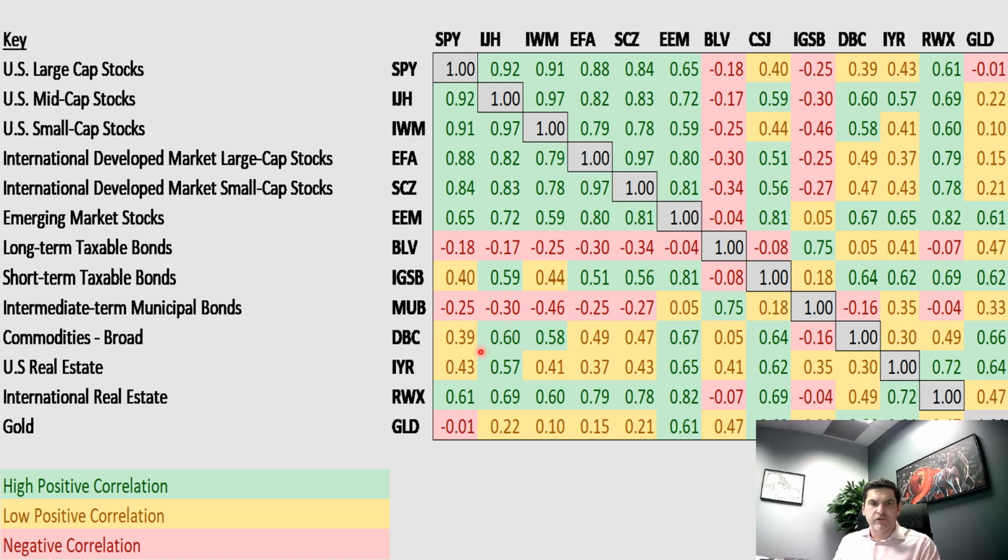Now let's go over to, let's say, US real estate in comparison to small cap stocks. We have a lower coefficient. So 41% of the time they're going to move in the same direction. Now let's go down to gold, which is pretty commonly used by retail investors to hedge a portfolio. And we can see that gold has a 0.22 coefficient with large cap stocks. You can also see that certain asset classes are going to create negative coefficients.